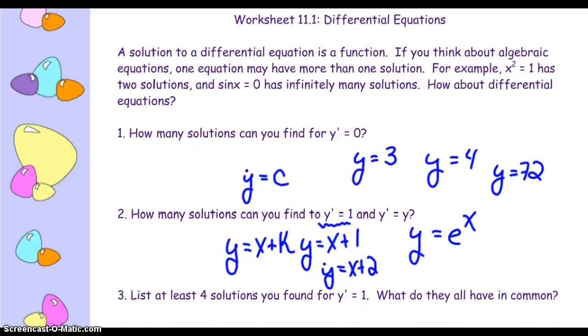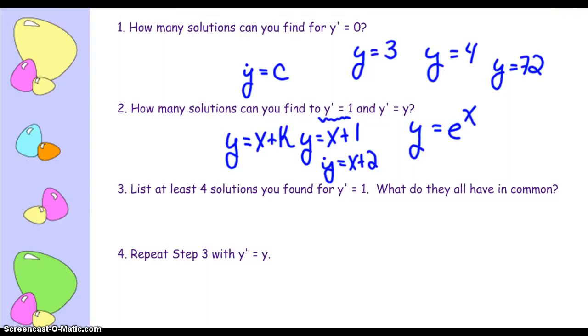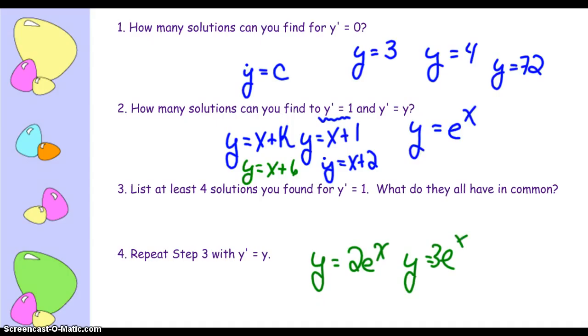So let's just slide this down here. Find at least 4. We would talk about these here, 1, 2, 3. I think we got 4. Here, we'll add one more: y equals x plus 6. All of them are linear. All of them have the slope of 1. Talking about y equals e to the x, we could do y equals 2e to the x, y equals 3e to the x. Any one of those would work. And we're just doing an exponential with a constant in front.